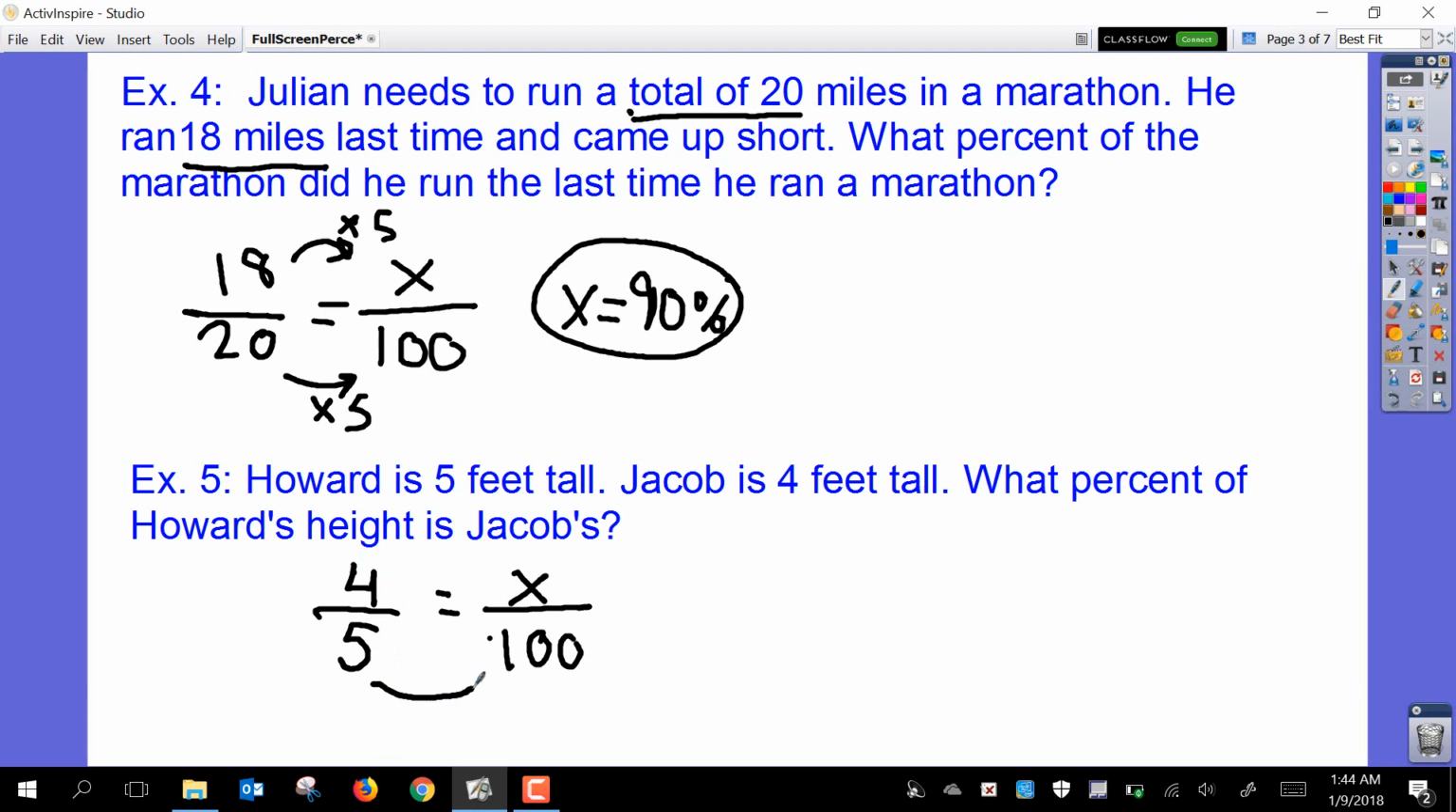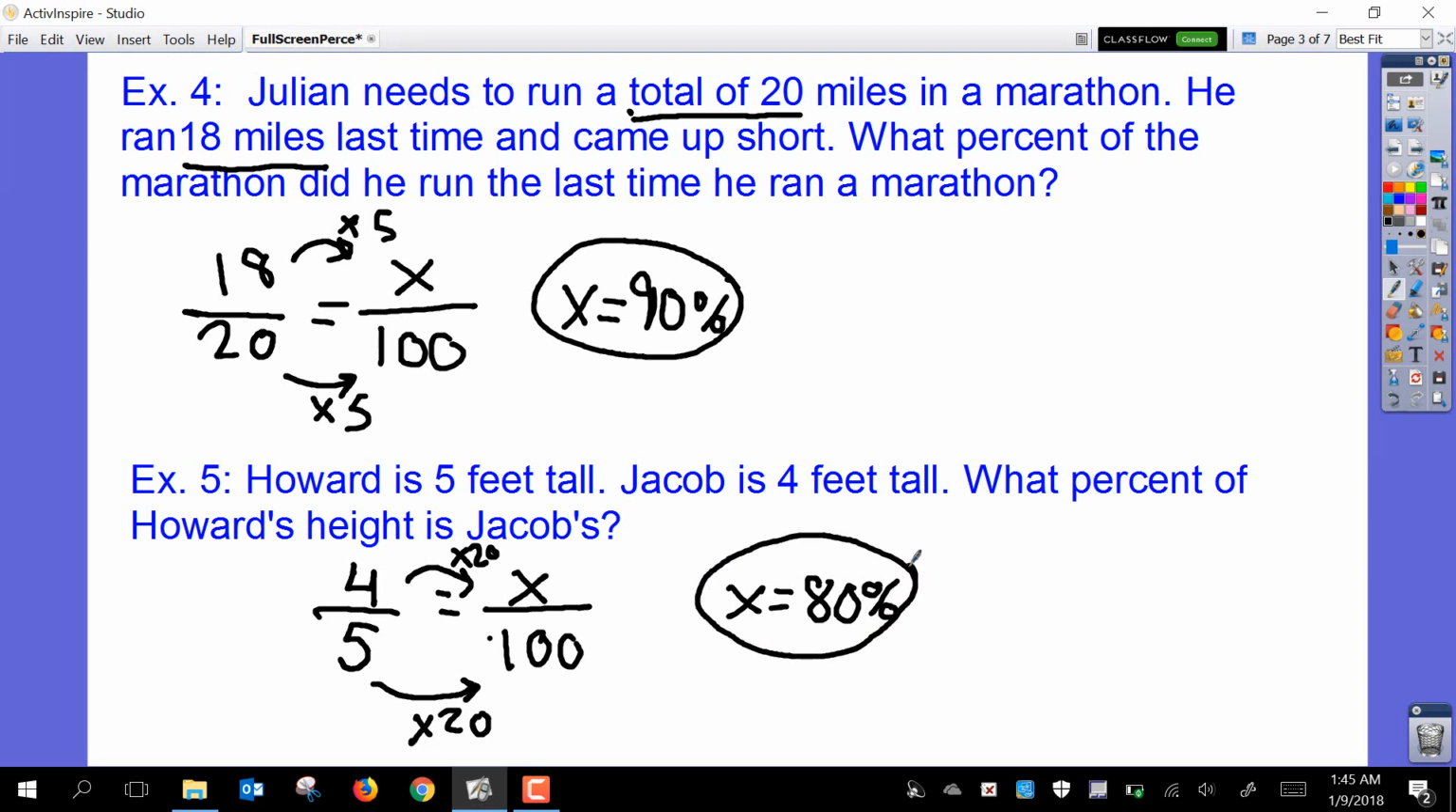Now, to get from 5 to 100, I have to multiply by 20. So 4 multiplied by 20 is going to give me 80. Alright, so this is saying that Jacob's height is 80% of Howard's. Okay, and that's it.